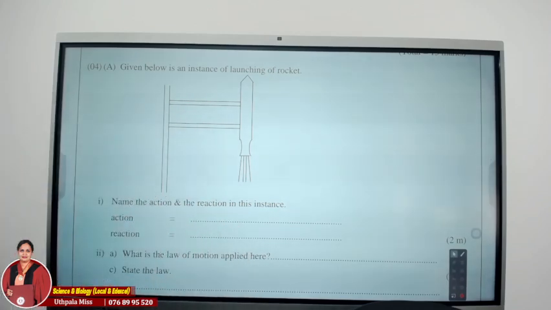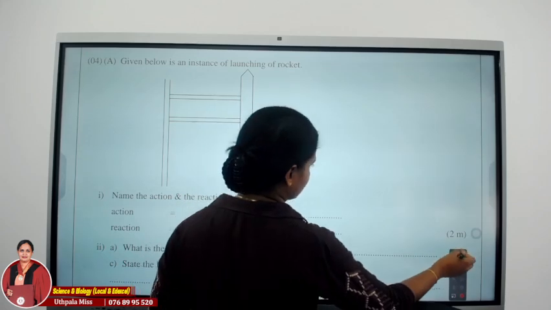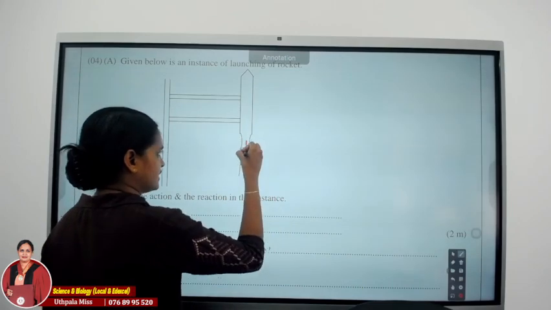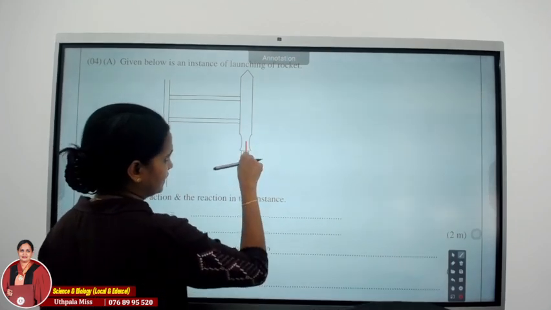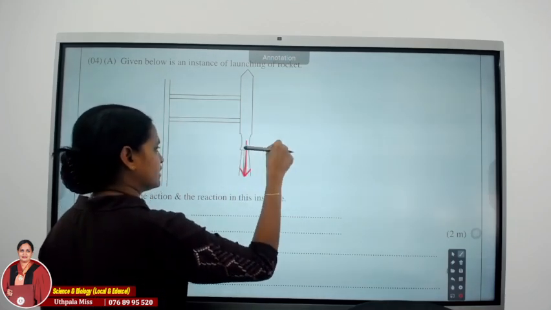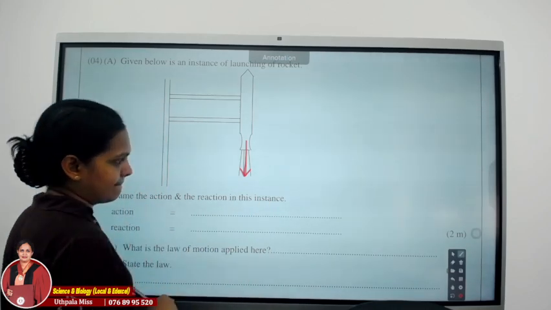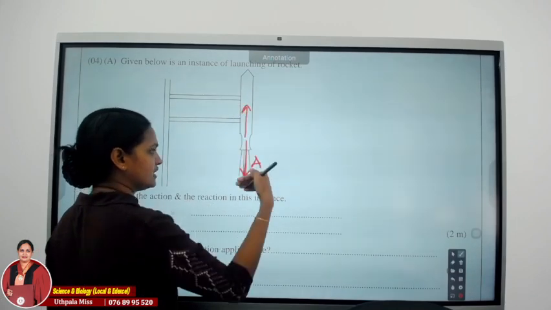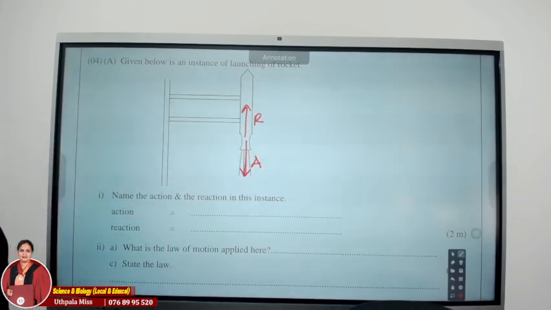Given below is an instance of launching of a rocket. Name the action and the reaction. So according to Newton's third law, here the action is the force exerted by the exhaust gas of the rocket on the external air. That is the action. Then the reaction is the force exerted by external air on the rocket.